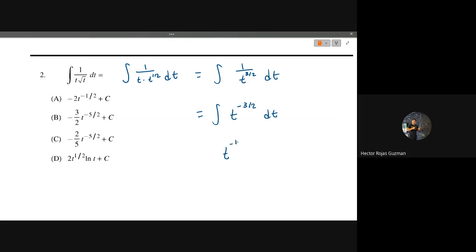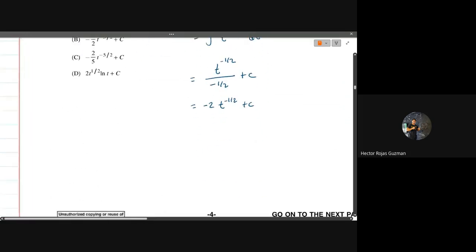We add 1 to the exponent, and we divide by the new exponent. Okay. Dividing by negative 1/2 is the same thing as multiplying by negative 2. So the answer right here is A. Okay. Number 3.